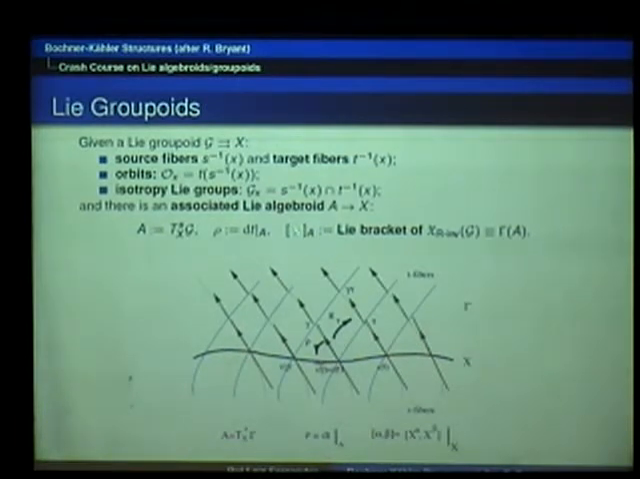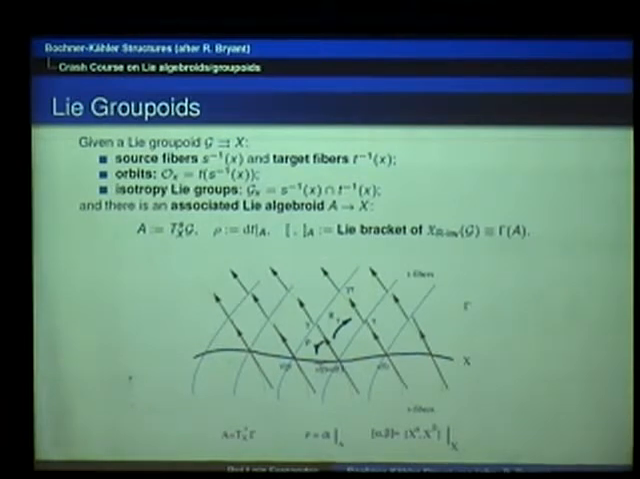Therefore, I can define the bracket of two sections by extending them to right invariant vector fields, take the usual bracket, and then restrict to the identity section. And that defines a Lie bracket on the sections. And you can check that, so that's a Lie bracket because we had a Lie bracket on vector fields. And you can check the Leibniz identity for this map rho by using some standard property of Lie brackets. So that's how you build out of a groupoid, how you build the algebroid.